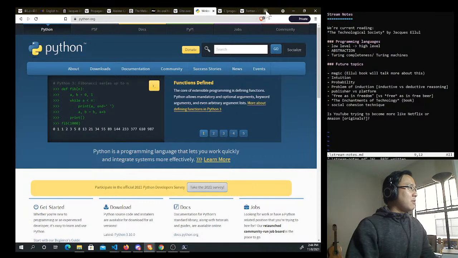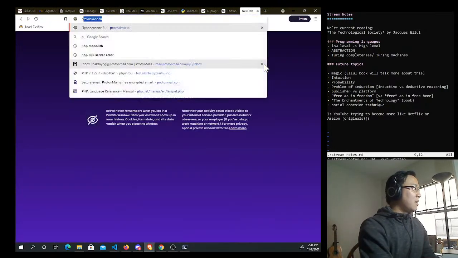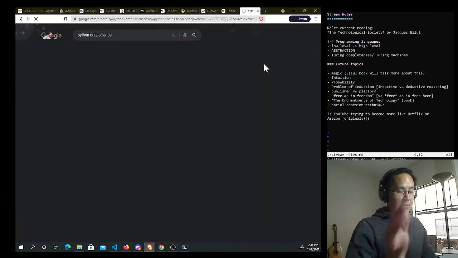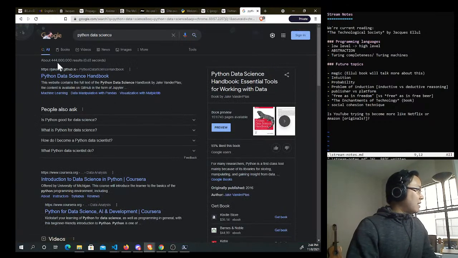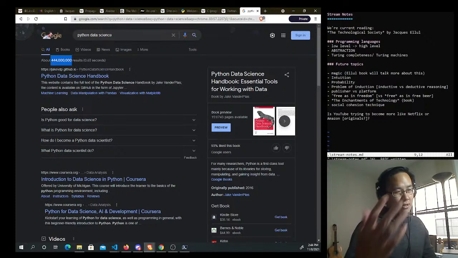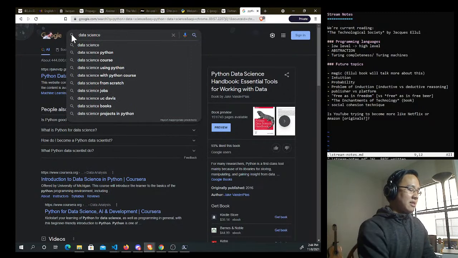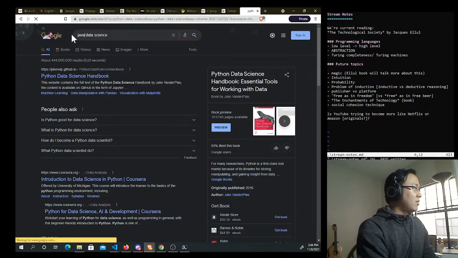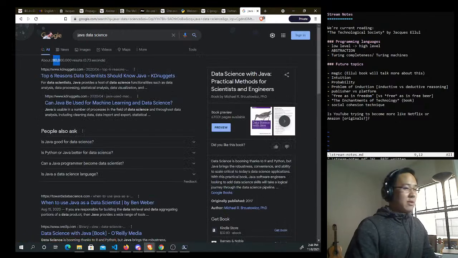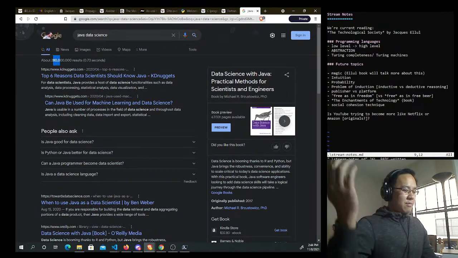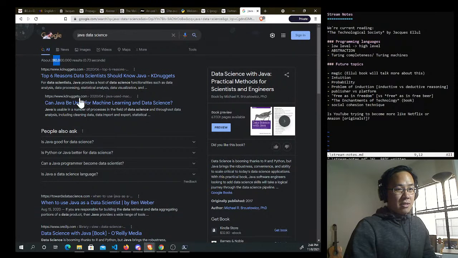Like, I'll just Google and search something. If I search the term Python data science, I'm probably going to get millions of hits. So we could look at what it says. Yeah, 444 million results. That's a lot of results. Whereas, let's search another programming language. Let's say I search Java data science. 280 million. So Python data science has hundreds of millions more results than Java data science.